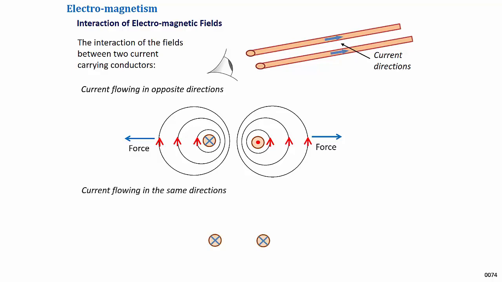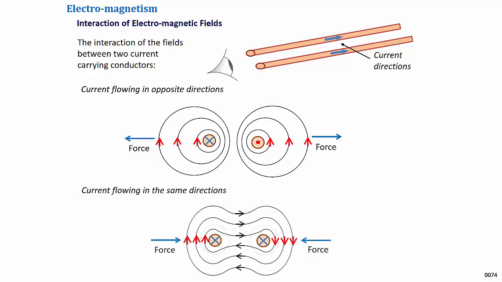Where the currents in the two conductors are flowing in the same direction, the fields are orientated in the same direction, so the fields will merge, resulting in a magnetic force pulling the two conductors together.